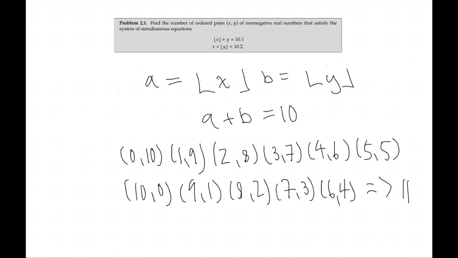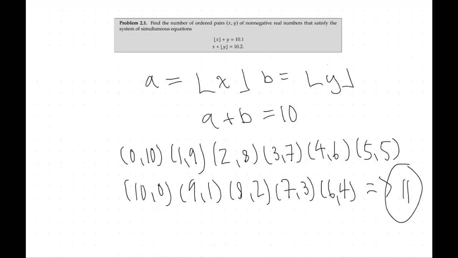Now, because we know that there's a direct bijection correspondence between the number of pairs of a, b, and the number of pairs of x, y, we know that the total number of pairs that satisfy the original equations has to be 11. And there we go. That would be our answer.